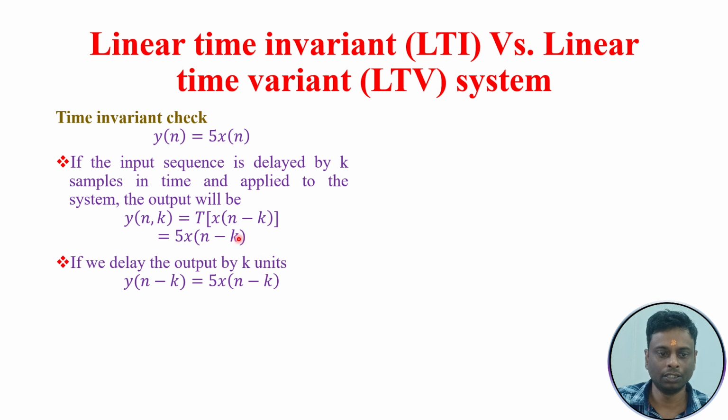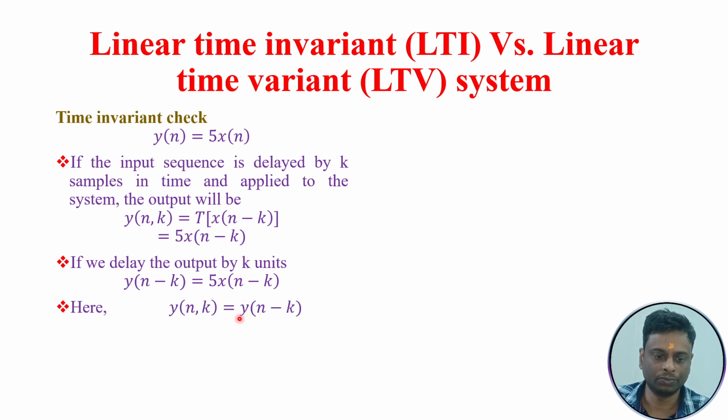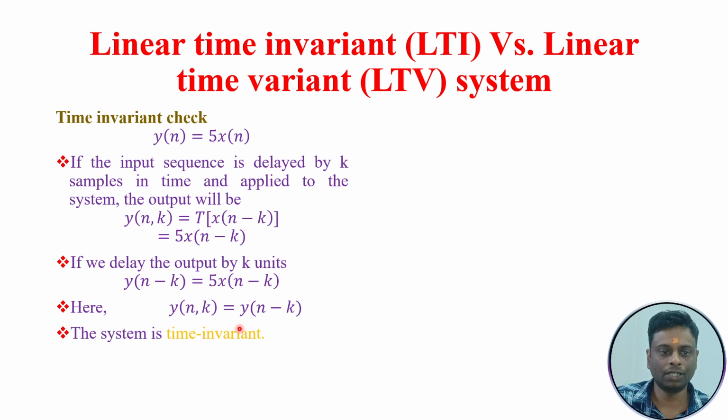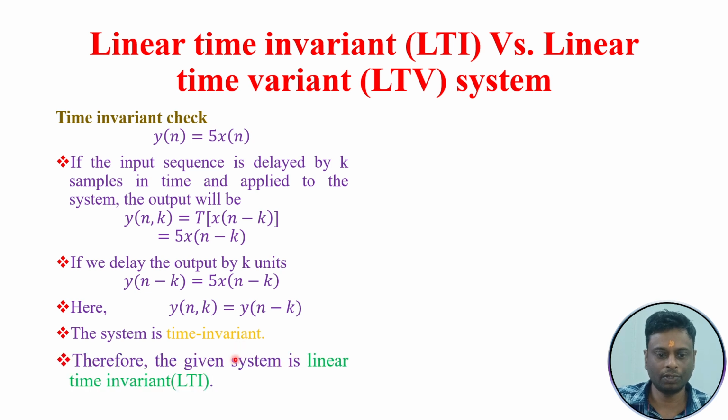You can see both y of n comma k is equal to y of n minus k. So this system is a time invariant system. The system is time invariant, so it is linear as well as time invariant. That is why it is known as an LTI system. Therefore, it obeys the linearity principle as well as the time invariant property, so it is known as a linear time invariant system.